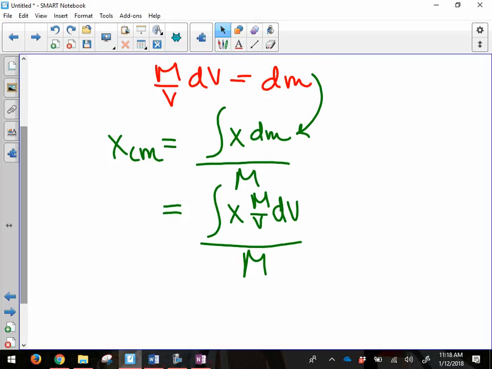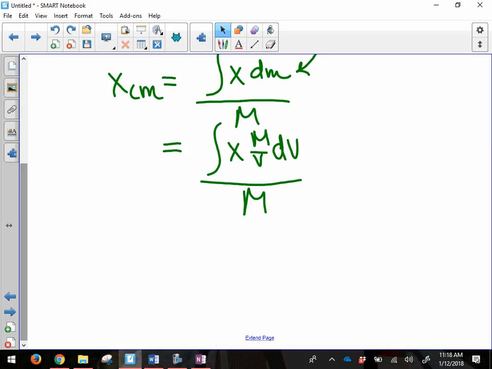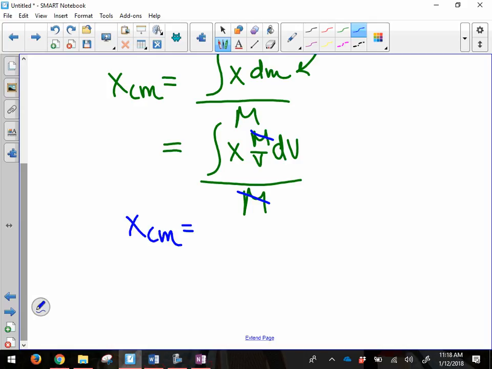I substituted in for dm, so I solved for dm up here. Okay, with me? So for starters, I can cancel my m's, not that it really matters, but I can. And then this 1 over V can come out because it's a constant. It's the volume of the whole sphere. And this leaves me with x dV.